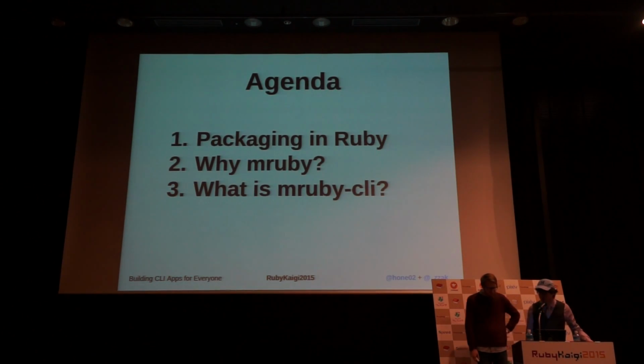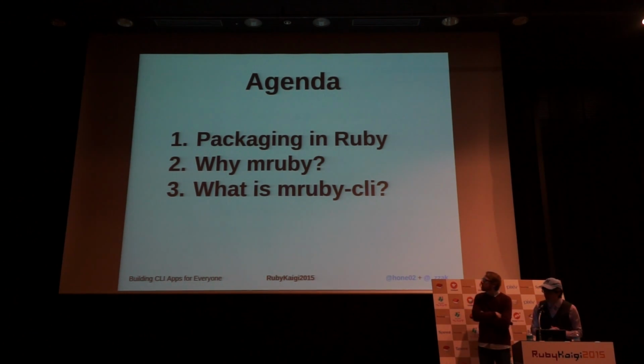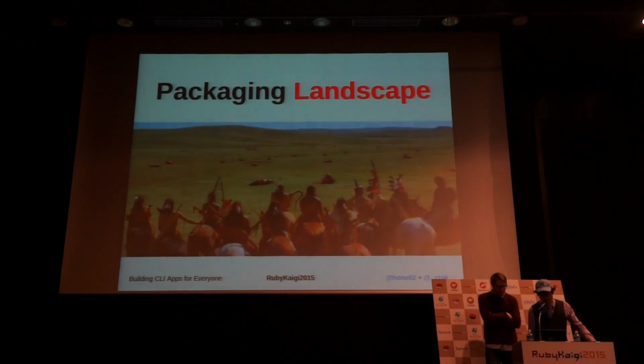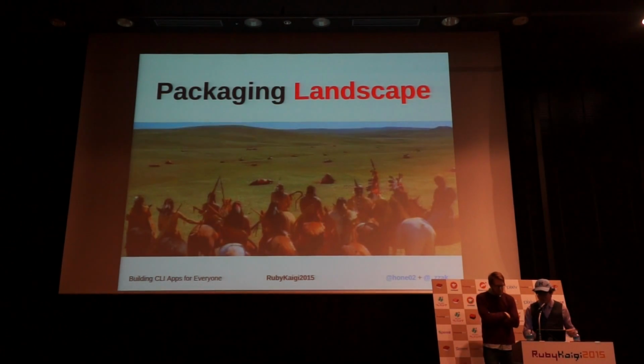Today we're going to be talking about building CLI applications in Ruby, and that's broken up into 3 parts. The first part we'll be talking about the history of packaging in Ruby and why mruby is a really good fit at solving that problem, and then the work that Zzak and I have done to make that a really good experience. So to start off, let's take a look at the packaging landscape in Ruby.